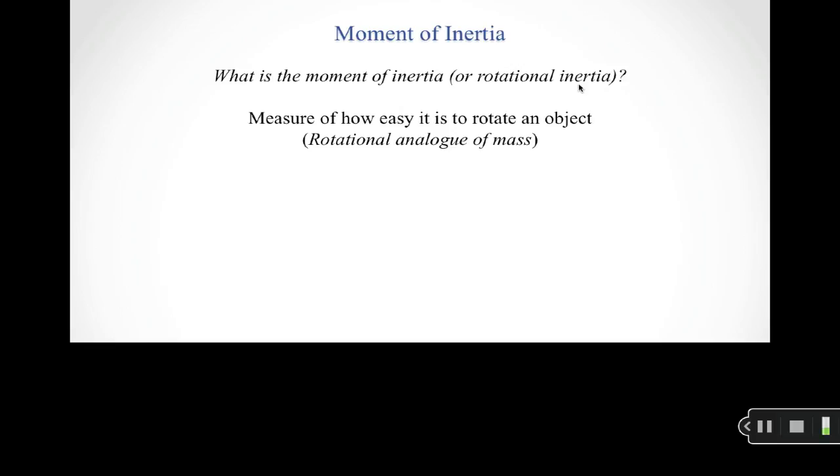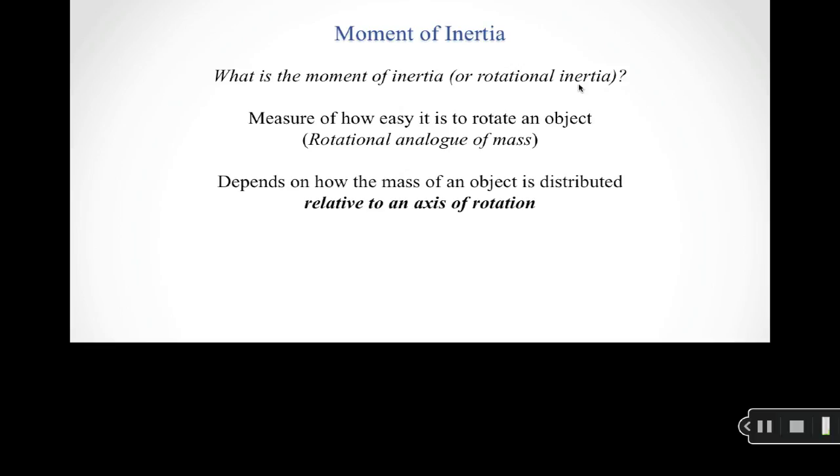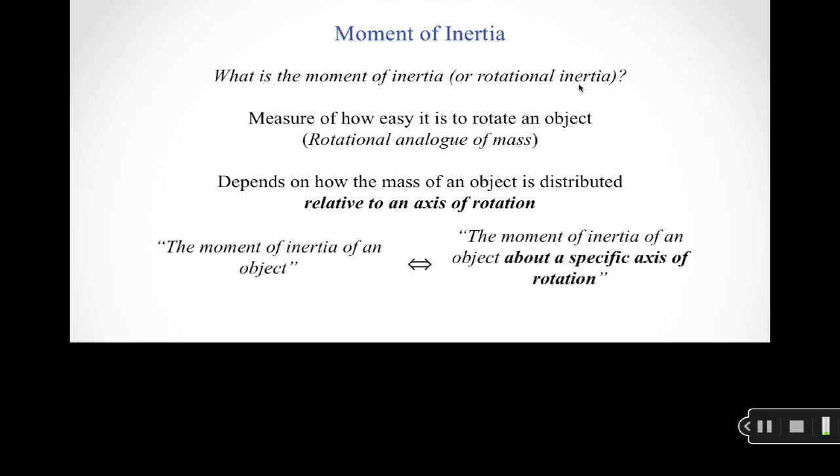One way to answer that is to say that it's a measure of how easy it is to get an object to rotate. In some sense, this is the rotational analog of mass. We said that mass was a measure of how easy it is to accelerate an object. The rotational inertia is a measure of how easy it is to change how an object is rotating. This is going to depend on a couple of things, the most important of which is how the mass of the object is distributed relative to some axis of rotation.